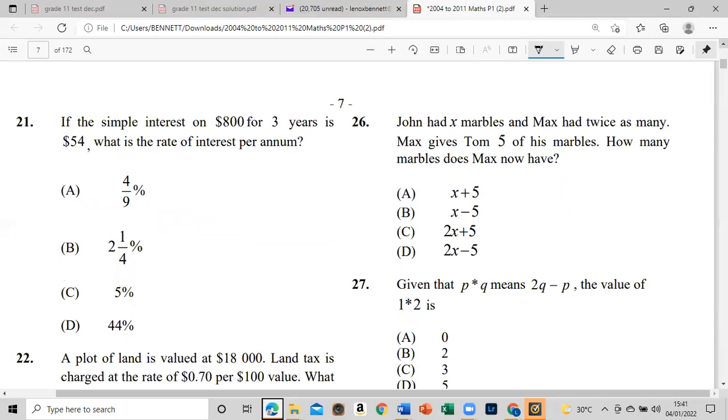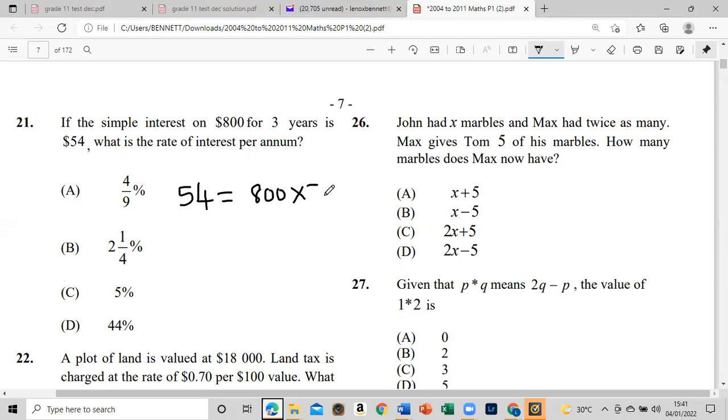If the simple interest on $800 for 2 years is $54, what is the rate of interest? All right, as I just wrote the formula up there, simple interest. The simple interest they give us, so we have to work out the rate. Principal is 800, that's the amount of money borrowed.